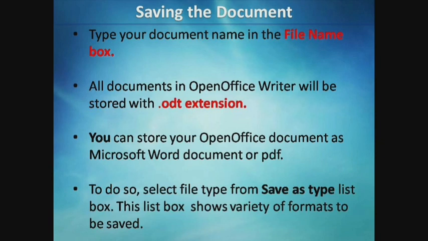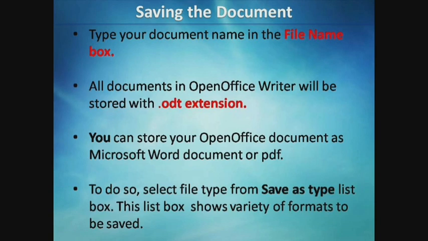In Microsoft Word, all documents will be stored with .doc or .docx extension. But in OpenOffice Writer, all the documents are saved with the extension .odt, OpenOffice document. We can also store our OpenOffice document as Microsoft Word document or PDF document instead of .odt.